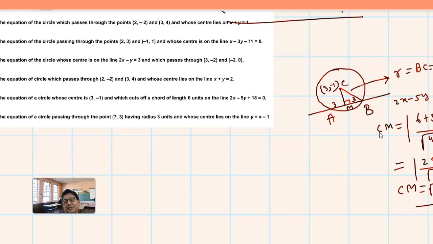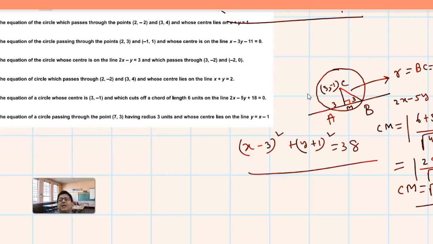Now use the center radius form. What is that? x minus x1 whole square plus y minus y1 whole square equal to r square. So easy. Just you have to recognize what is the fact given in the sum and then use any one of the three forms you have learned to get it.